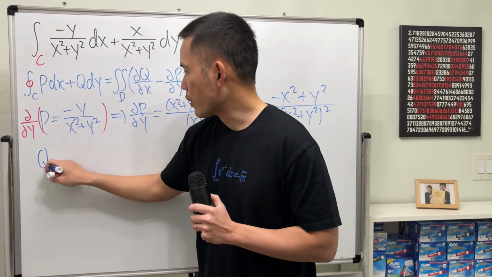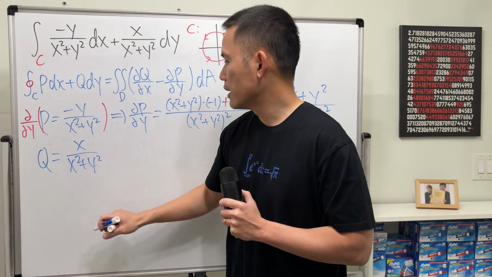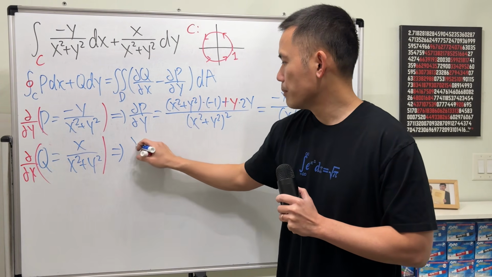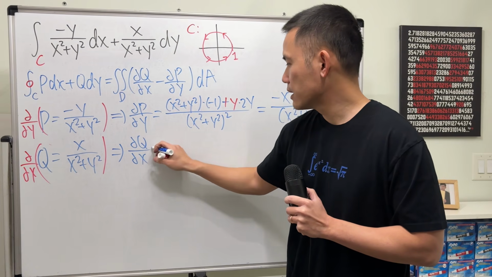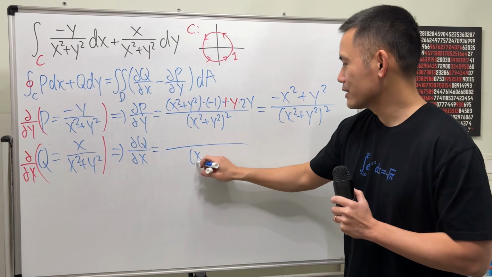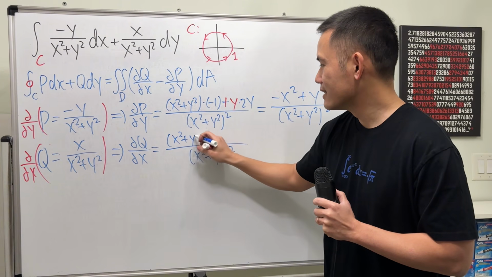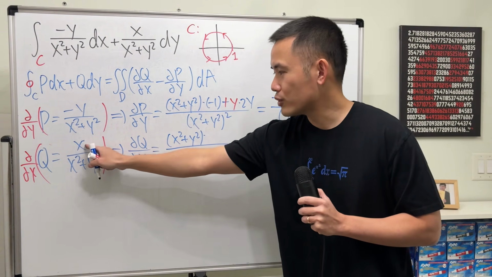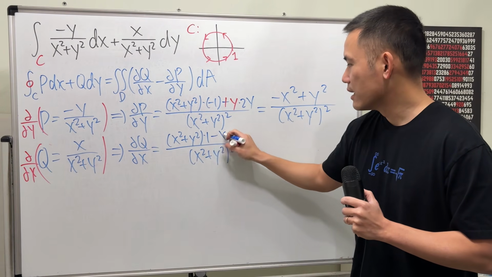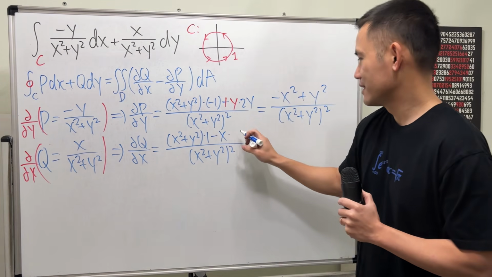Then do the same thing for q. Here we have x over x squared plus y squared. Take the partial with respect to x, and we get partial of q with respect to x. Again, do the quotient rule. So square the bottom, and then put the bottom to the top. Multiply by the derivative of the top function with respect to x, so we get 1. Minus the top function, which is x, times the derivative of the bottom with respect to x, so we need 2x.